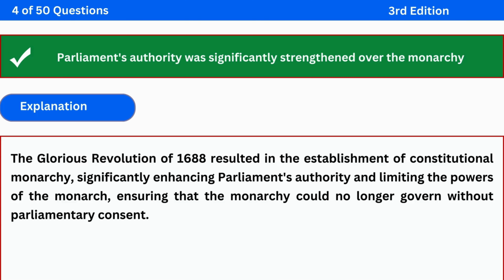The correct answer is Parliament's authority was significantly strengthened over the monarchy. Explanation: the Glorious Revolution of 1688 resulted in the establishment of constitutional monarchy, significantly enhancing Parliament's authority and limiting the powers of the monarch, ensuring that the monarchy could no longer govern without parliamentary consent.